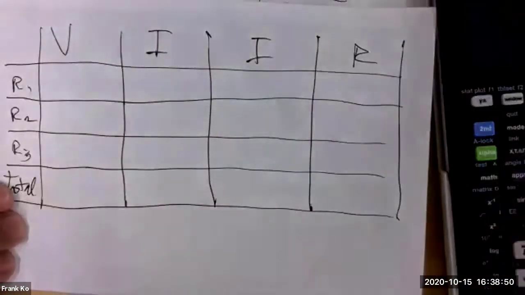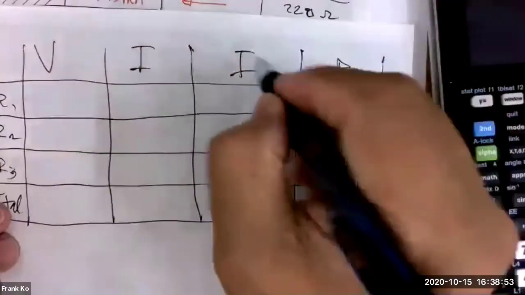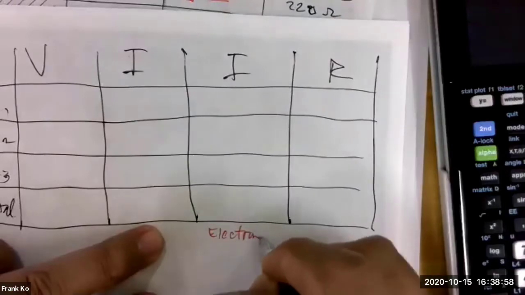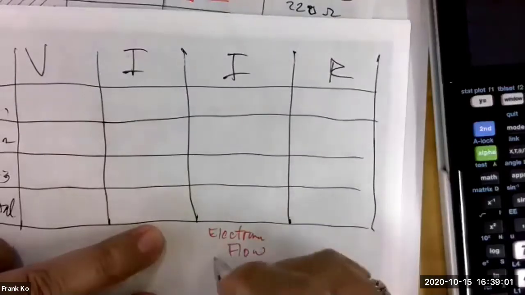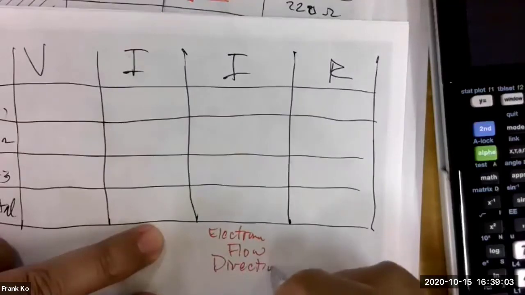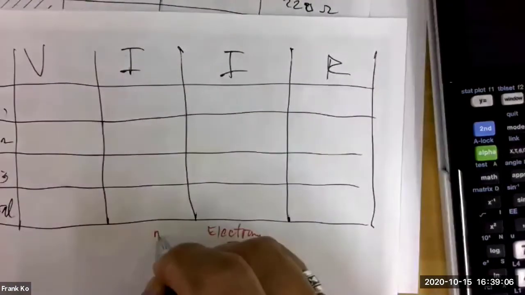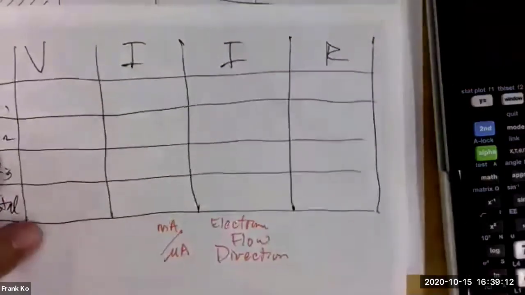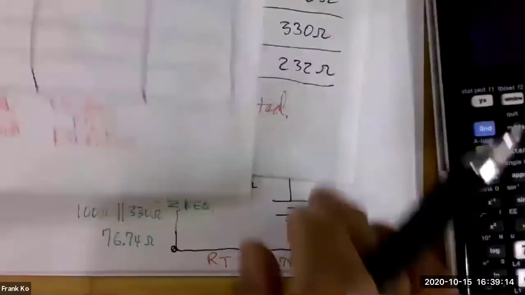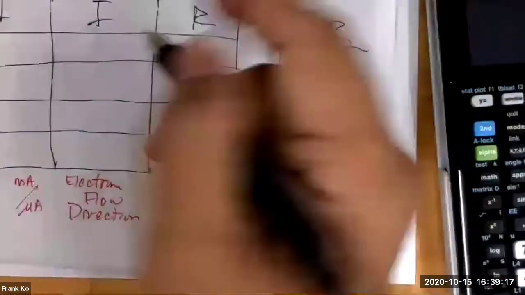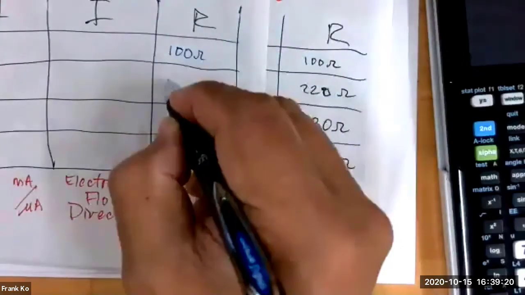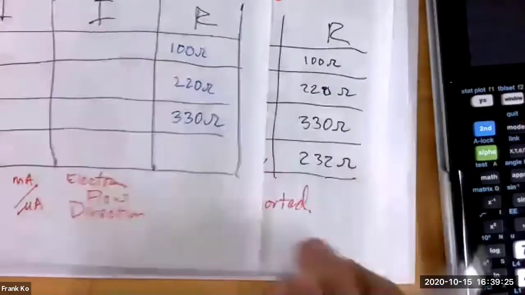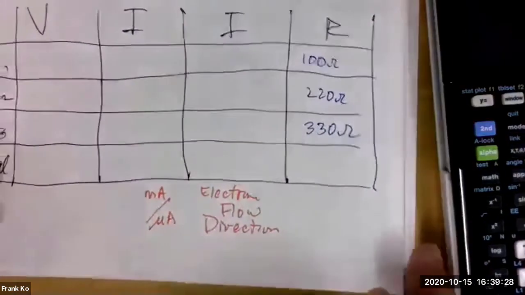And so this particular column will be for electron flow direction. And this particular column will be for either milliamps or microamps, depending upon what we calculate. We can fill in the values. They haven't changed since our first time we played with this. So they will remain 100 ohms, 220 ohms, 330 ohms. But what has changed in our schematic?